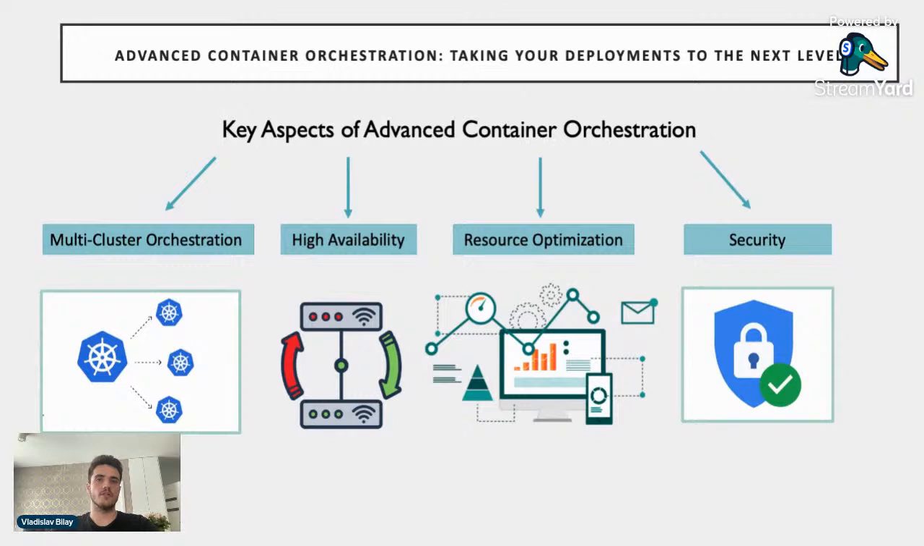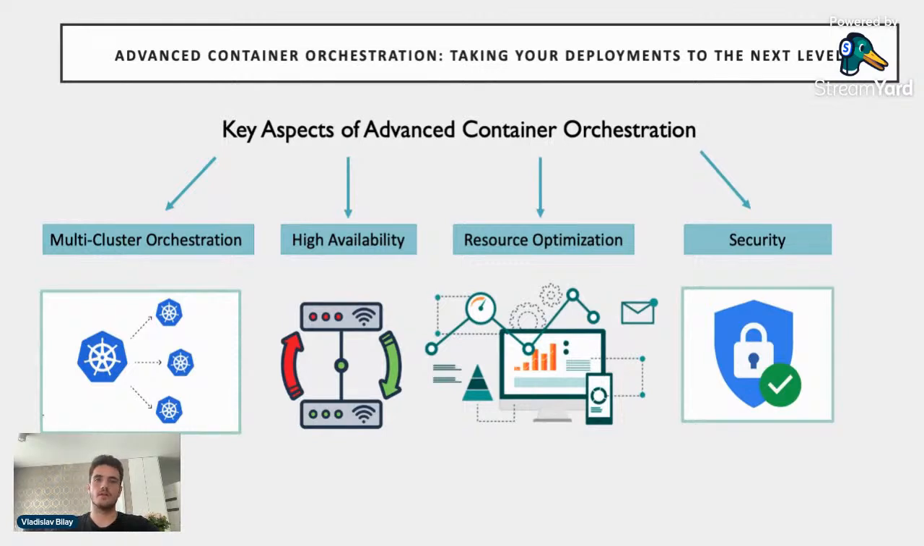Suppose a financial institution is running a microservices-based trading platform. To ensure uninterrupted services, they deploy their applications on Kubernetes with multi-zone support. In the event of a zone failure, Kubernetes automatically redirects traffic to healthy containers in another zone, maintaining high availability.